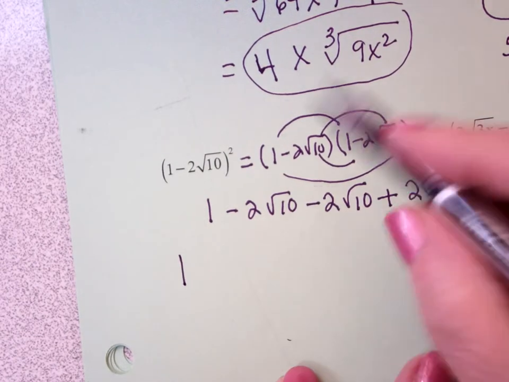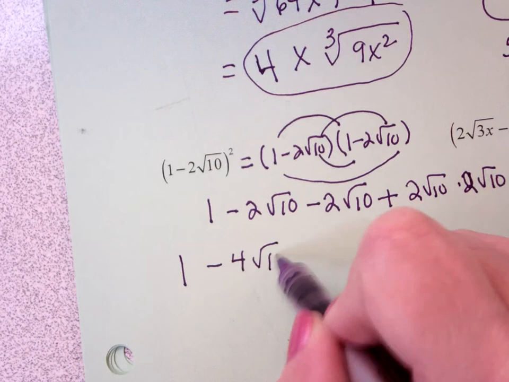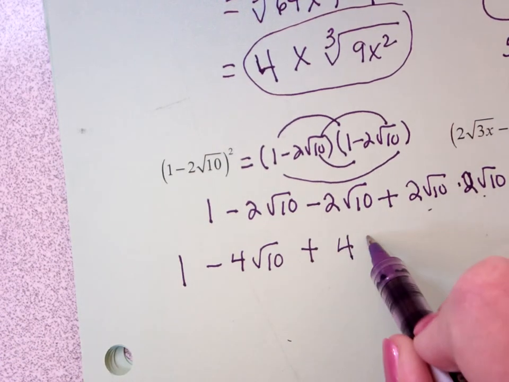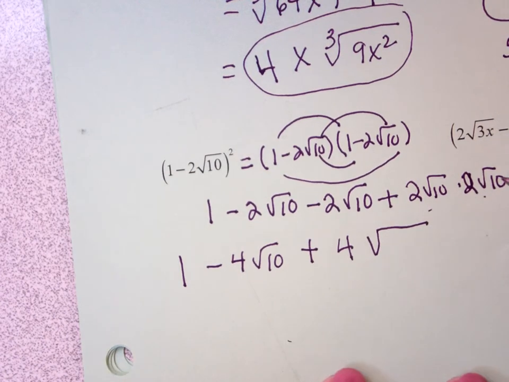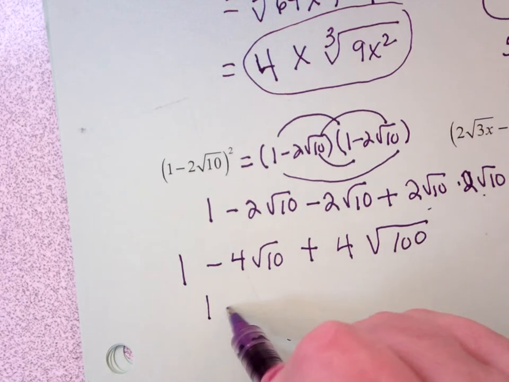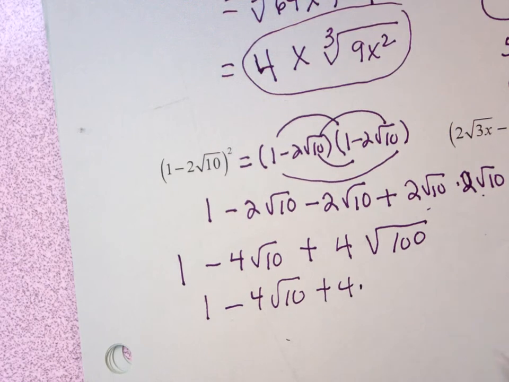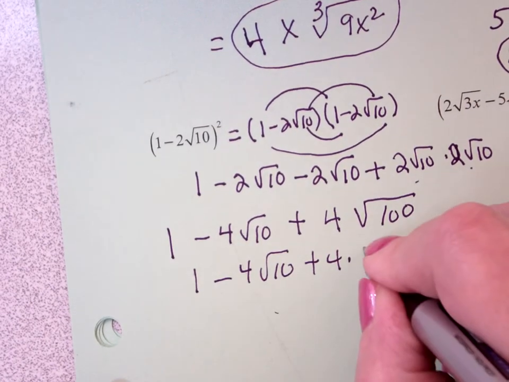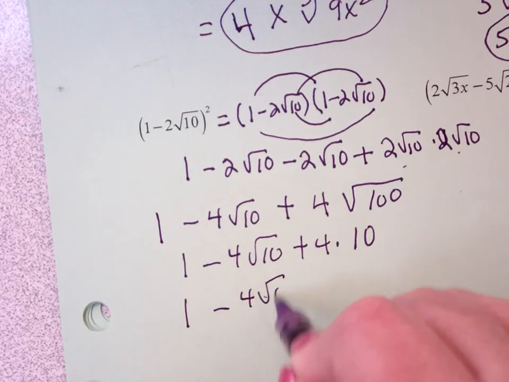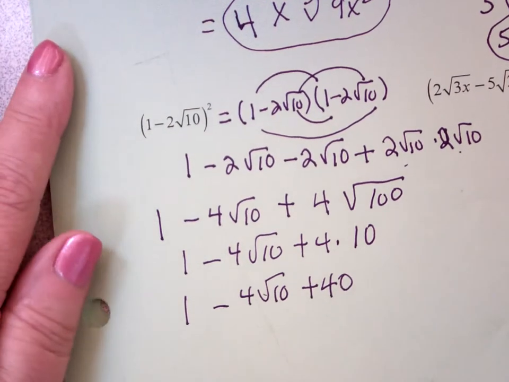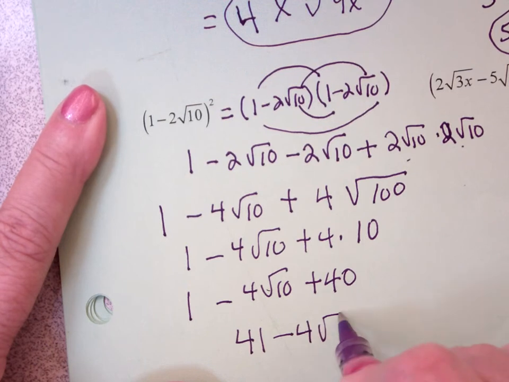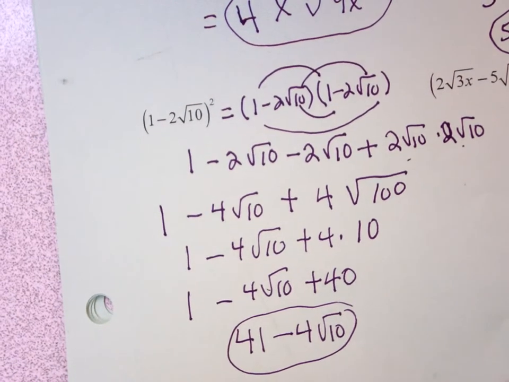Well, this becomes 1 minus 4 square roots of 10 plus 2 times 2 is 4. Square root of 10 times the square root of 10 is the square root of 100, right? So you can bring that underneath, which is 1 minus 4 square roots of 10 plus 4 times the square root of 100 is 10. Which is 1 minus 4 square roots of 10 plus 40. Or 1 plus 40 is 41 minus 4 square roots of 10. That was unpleasant. That guy needs to be moved over a little bit.